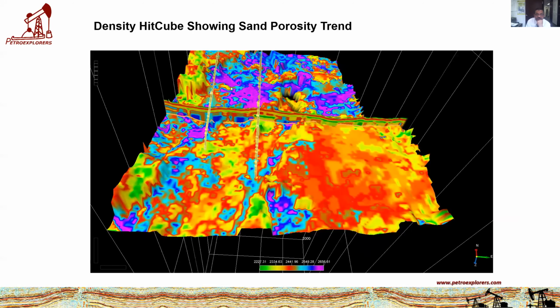So what you see is the sand porosity right now, just showing between 22 and 28, but various porous channel systems depending on the slice as we take the various slices. This is the density inversion, the inversion of the density.